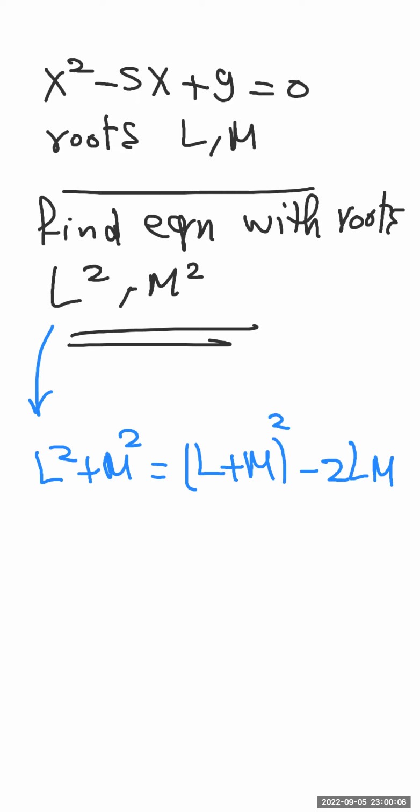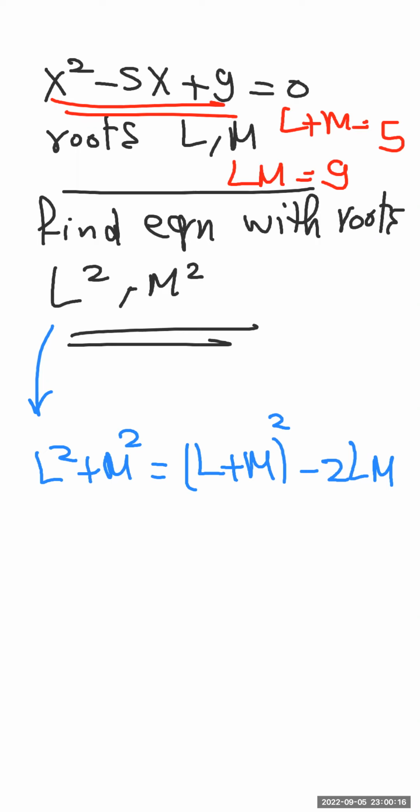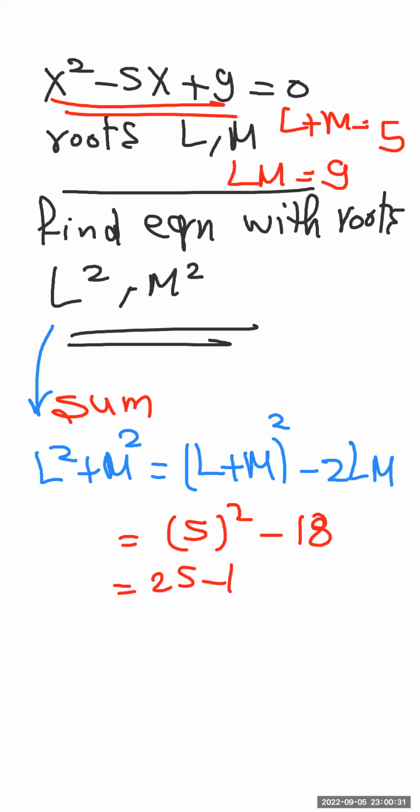Great. So now, from the equation, L plus M equals 5 and L times M equals 9. The sum is negative B over A and the product is C over A, so 5 and 9. Now the sum will equal 5 to the power 2 minus 18, which is 25 minus 18 equals 7.